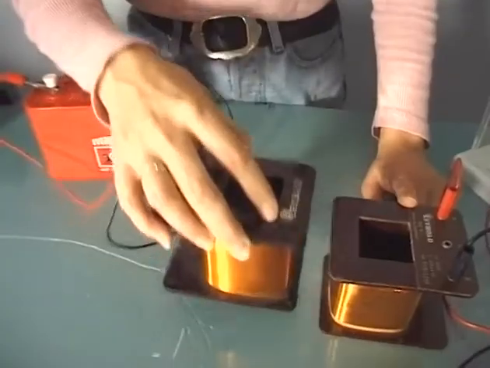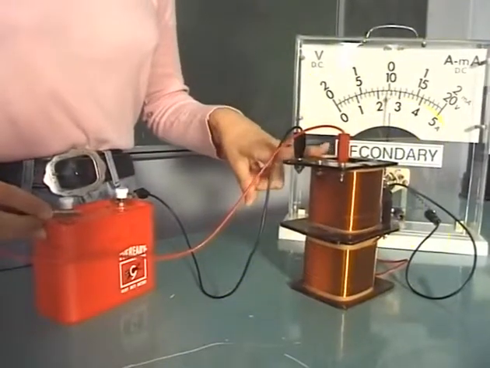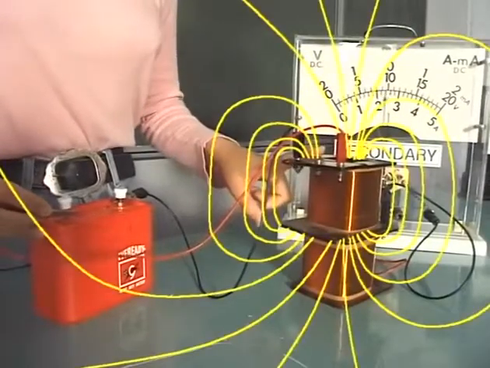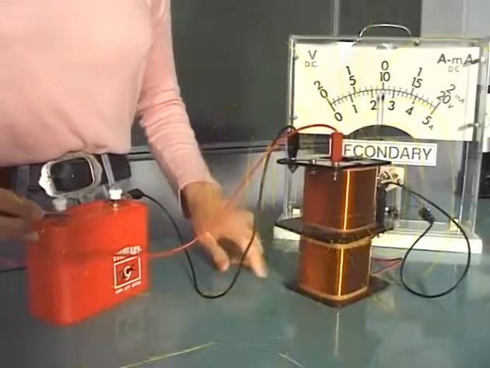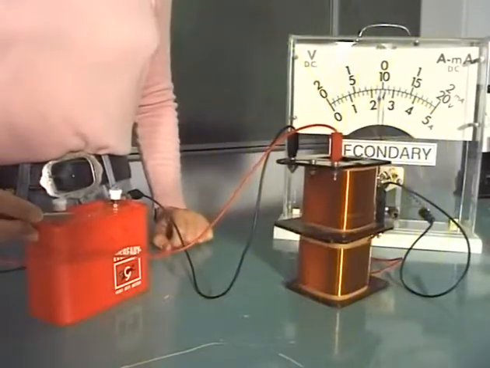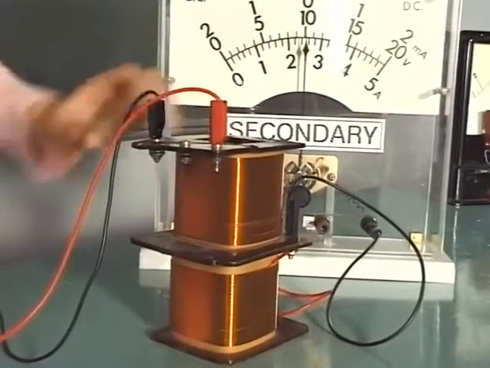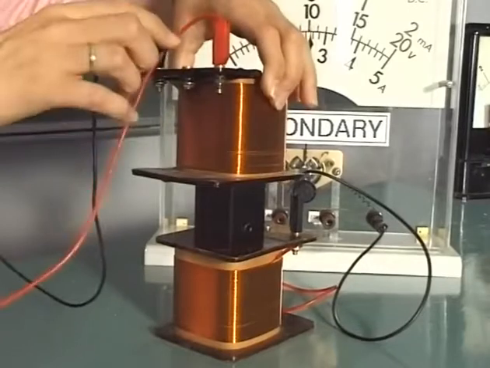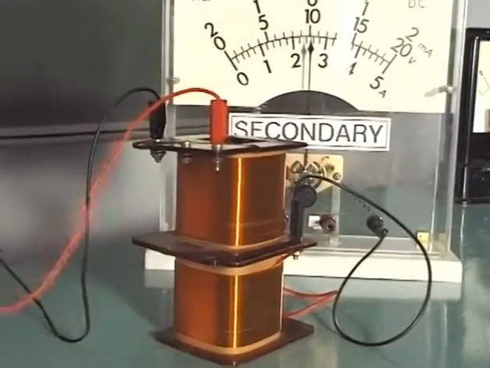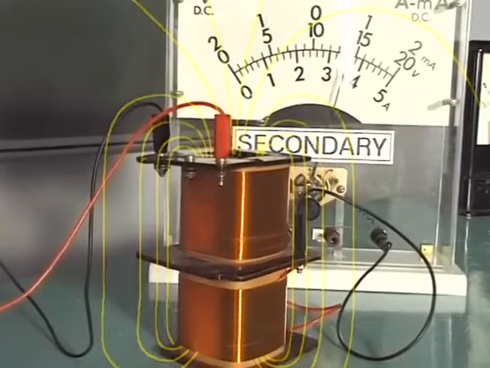What we can also do is leave the coils together and turn the power on and off. By turning the power on and off, I'm turning on and off the electromagnet, which changes the magnetic flux, which induces an EMF in the secondary coil. We can strengthen this effect by using an iron bar to strengthen the magnetic field of the primary coil. Now the induced EMF is even larger.